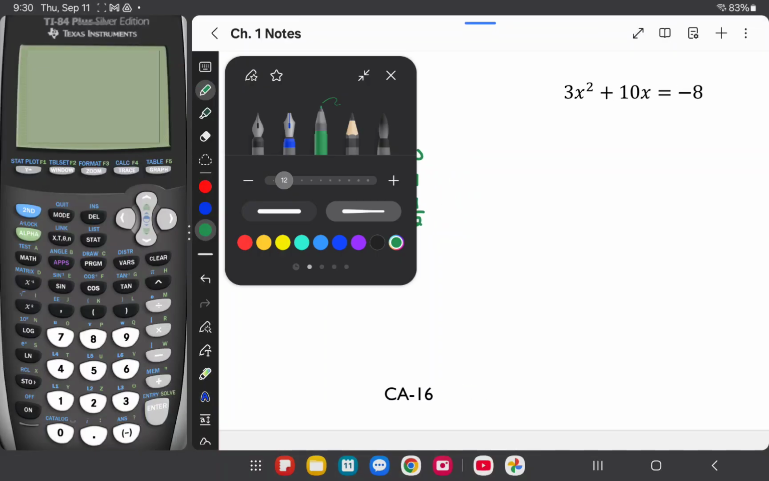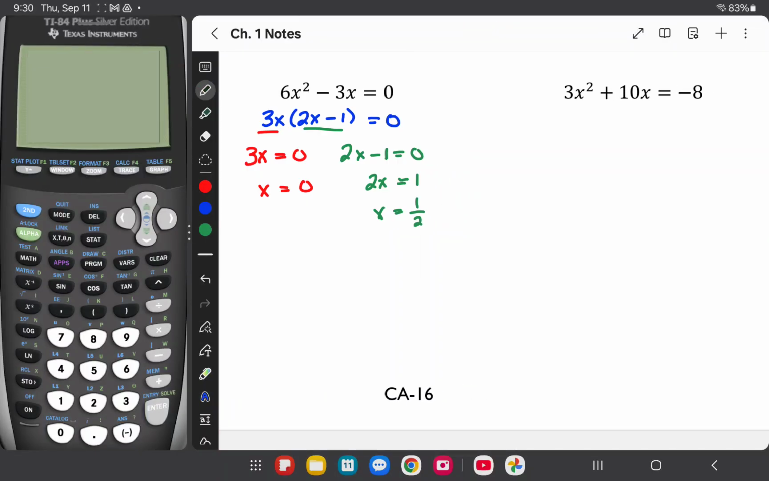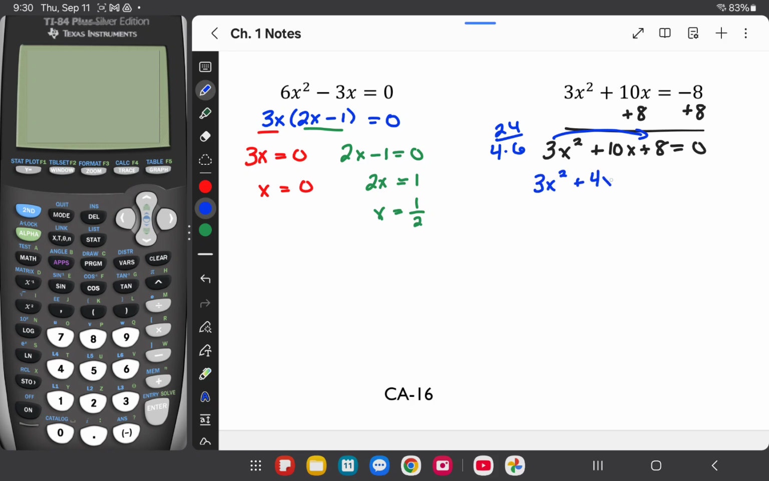So in this last example, similar to our first example, we need to start by getting this into its general or standard form first. That requires us to add 8 to both sides. So we'll have 3x squared plus 10x plus 8 is equal to 0. Once again, we have a leading coefficient that's different from 1, so we'll take that and multiply by our constant. 3 multiplied by 8 is 24, and then I need numbers that multiply to be 24 and add to be 10. Those numbers are going to have to be 4 and 6, so I'll use those to split my middle term into 2.